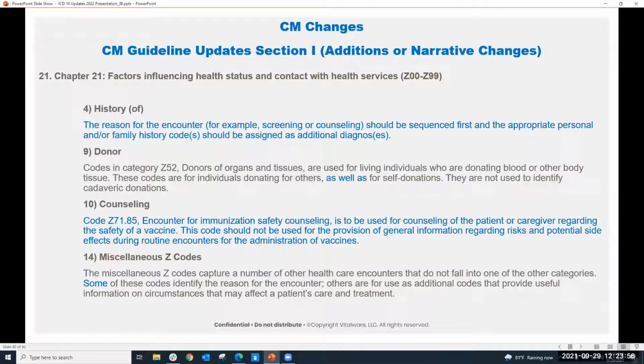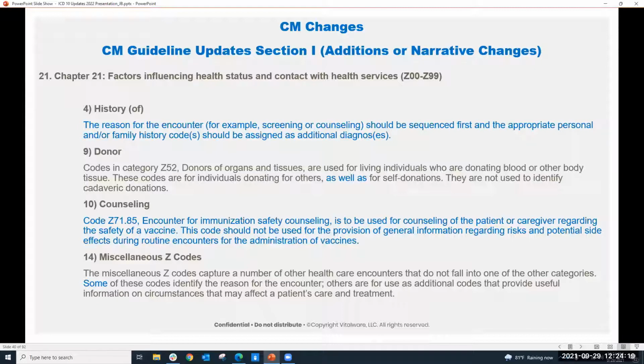All right, chapter 21, factors influencing health status and contact with health services. First, we have the history of codes, and they just wanted to remind everyone that the reason for the encounter should always be sequenced first, then the history code. In the donor paragraph, they just have wording changes as well as additions here.